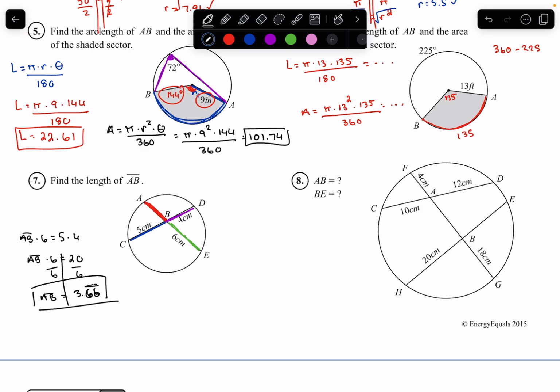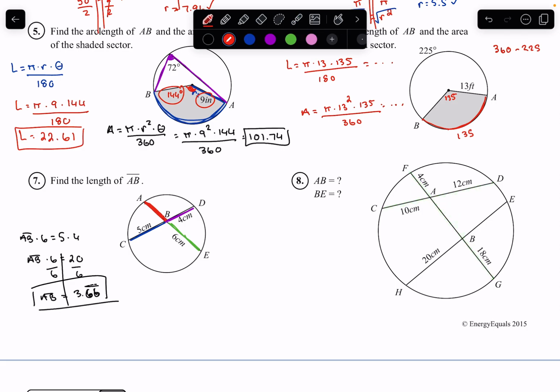Okay, number 8, a little bit more of a problem-solving problem, right? It has lots of different things that cross. It's asking me to find AB and then BE. So AB is part of this line, so I'm going to use that line. And I don't want to use HE because I only know 20, I don't know this part. So I want to use this line because I'm looking for this piece, and I want to use this line. These two chords are the ones I'm going to use.